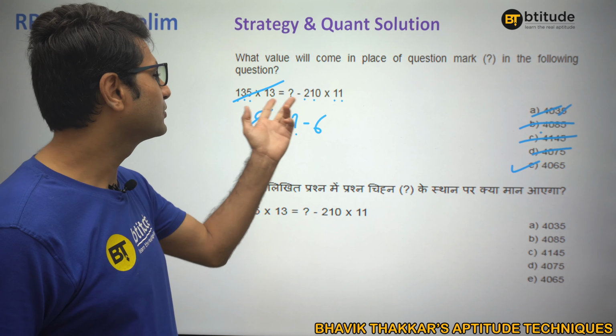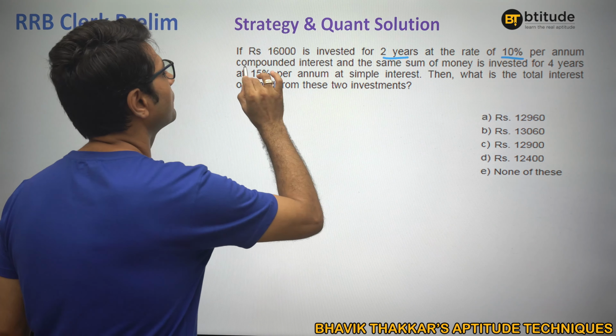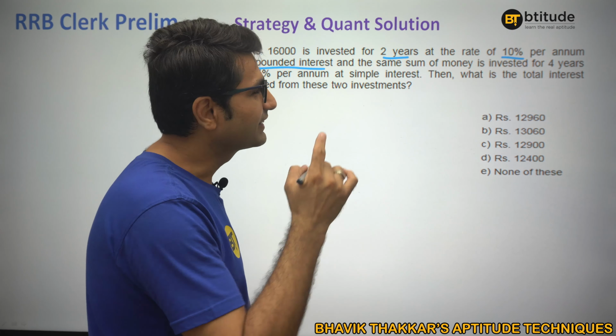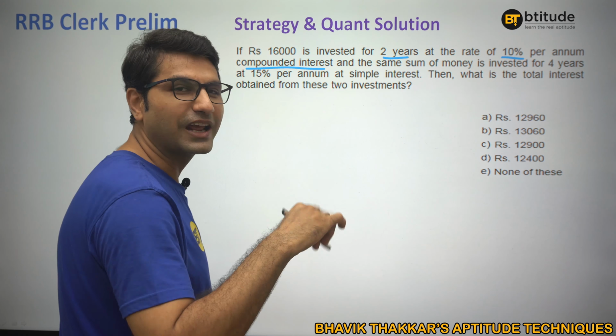Again you can pause here and try to do it on your own first. 16,000 invested 2 years at the rate of 10% per annum compound interest. You should be knowing 10% for 2 years. So 10 plus 10 plus 10% of 10, that is 1. So you will get 21% on this 16,000. Right? You should be knowing this, like A plus B plus AB by 100. But don't go with the formula. You should know it logically.